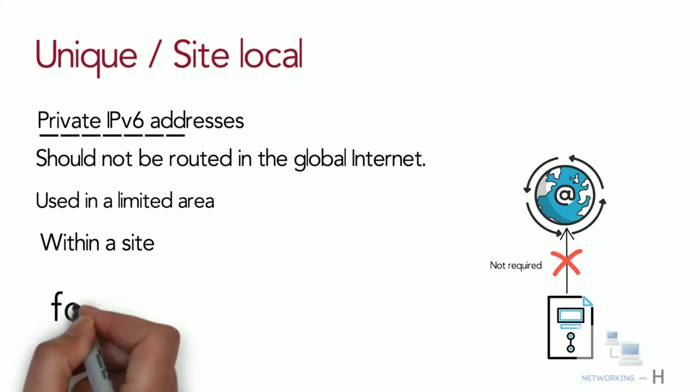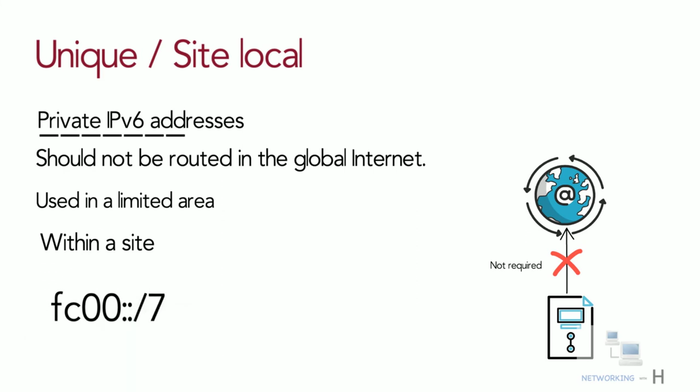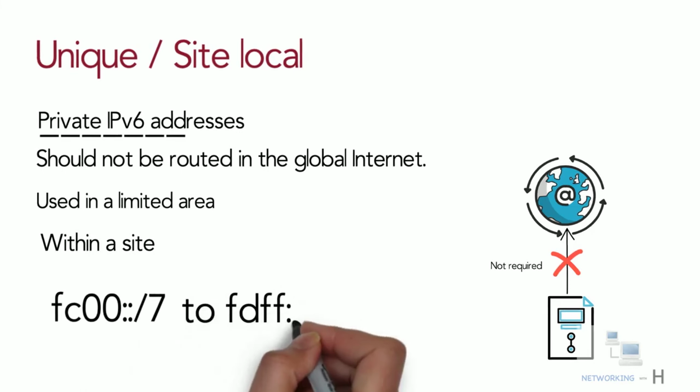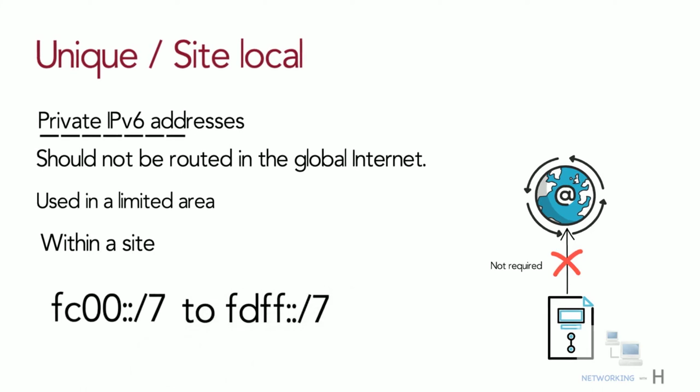Unique local addresses have the prefix FC00::/7, which results in the range of addresses from FC00::/7 to FDFF::/7.